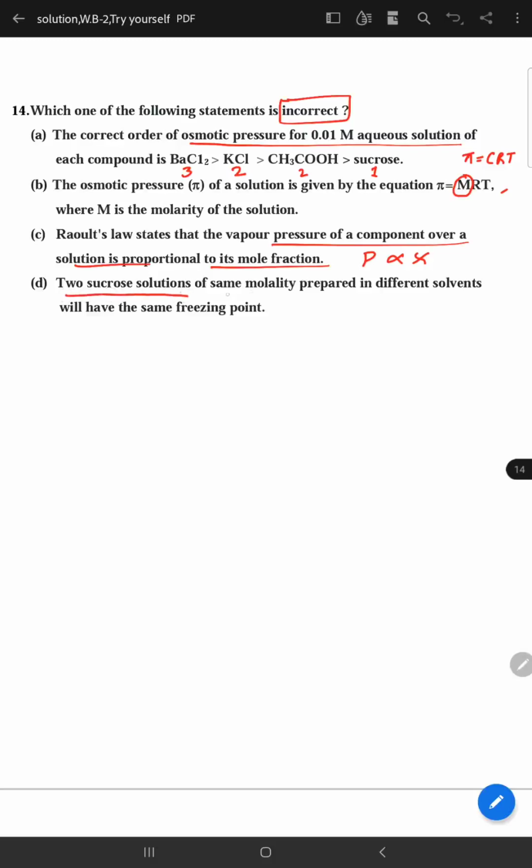Two sucrose solutions of the same molality prepared in different solvents will have the same freezing point. So definitely it is wrong, because depression in freezing point is given by the formula delta Tf is equal to Kf into molality. So even though molality is the same, the Kf value, that is the molal depression constant, will be different for different solvents. So that's why the freezing point cannot be the same.